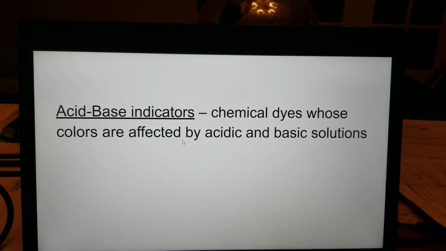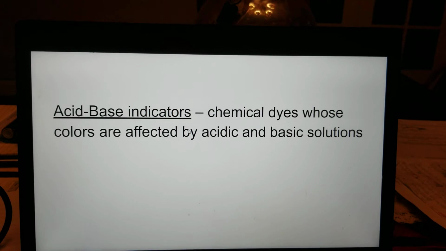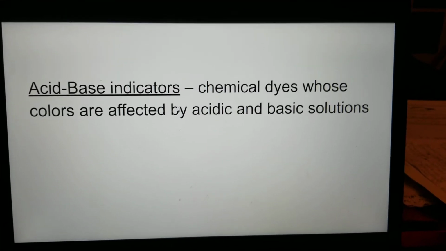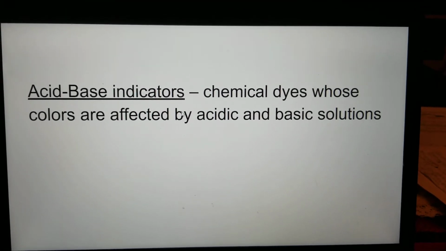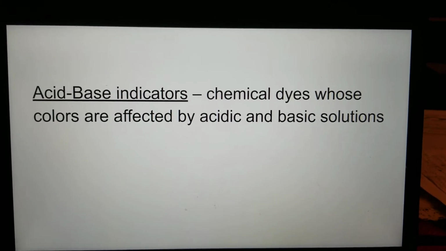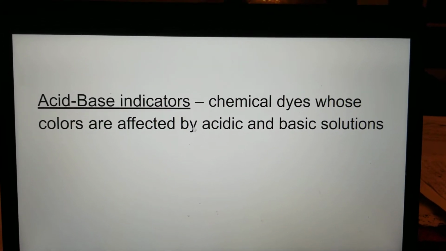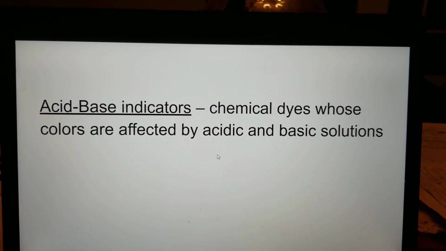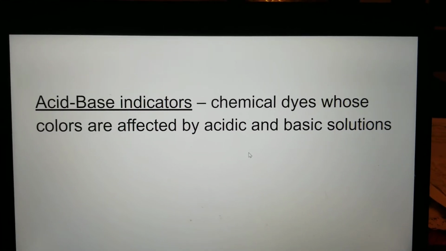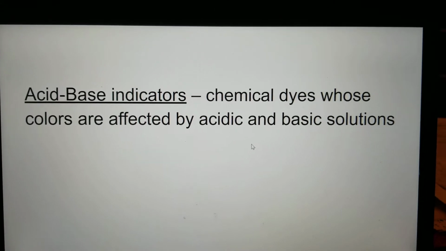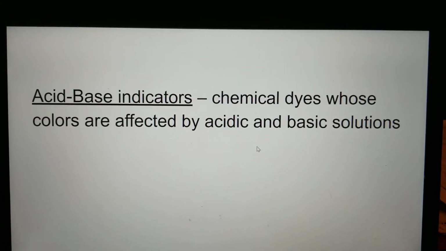You also know about acid-base indicators. You guys used phenolphthalein when we did the NaOH and HCl titration, and it turned pink. So that is one example of an acid-base indicator. There are multiple ones. I'll post a video for you guys to watch on some other acid-base indicators, since we only got to use phenolphthalein.